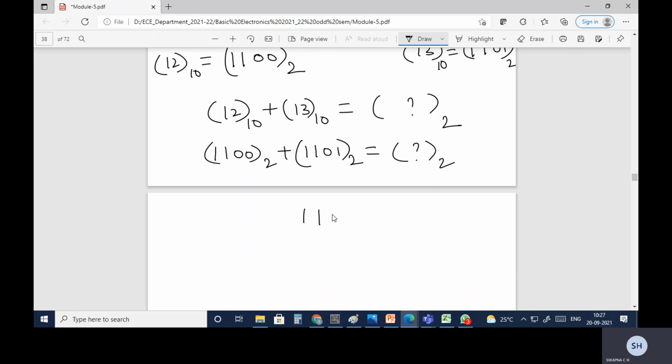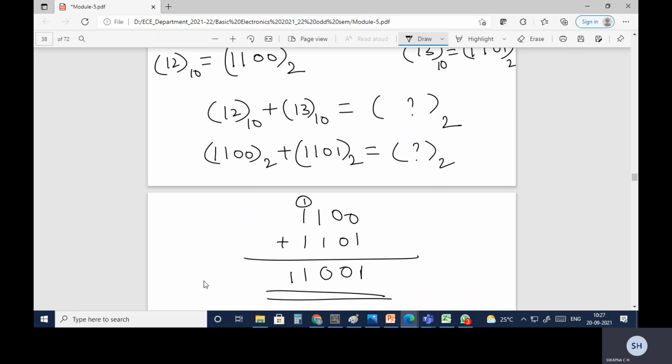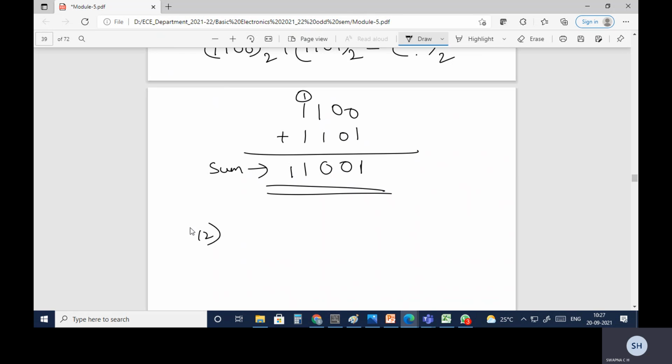So how will you add? Write the first number, then the second number 1101, and add these two. 0 plus 1 is 1, 0 plus 0 is 0, 1 plus 1 is 10, so sum here, carry here. Then 1 plus 1 is 10, and 10 plus 1 is 11. So this is the sum of the given numbers. So 12 base 10 plus 13 base 10 is 11001 base 2. This is how we add two binary numbers, or two decimal numbers when the result is in binary. Thank you.